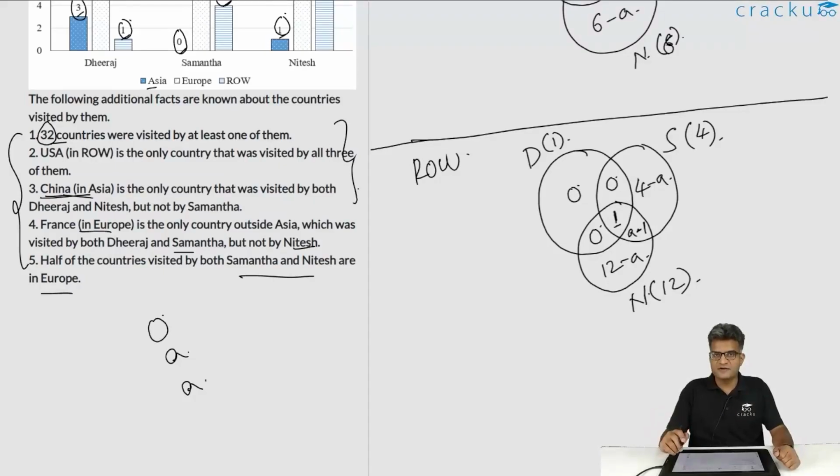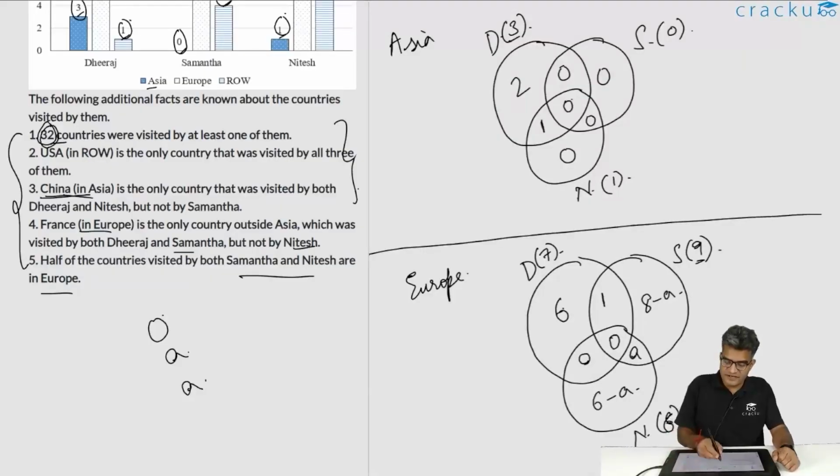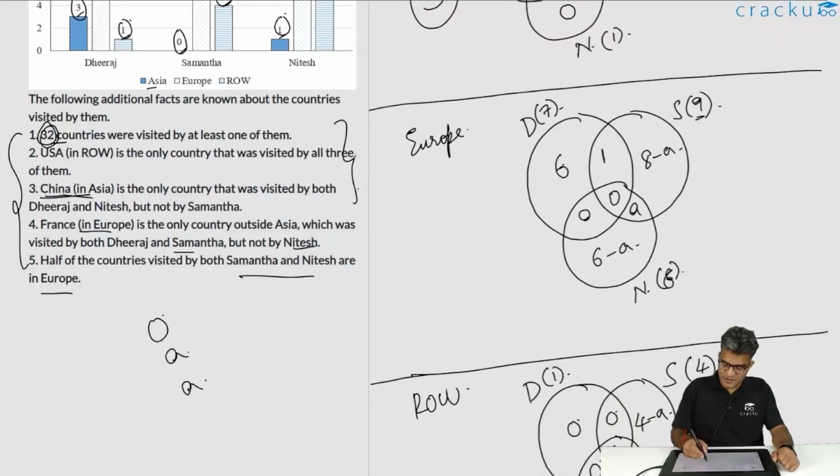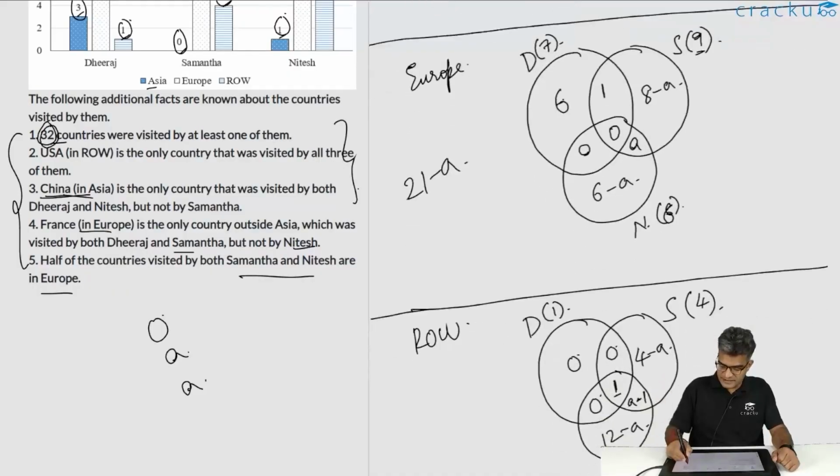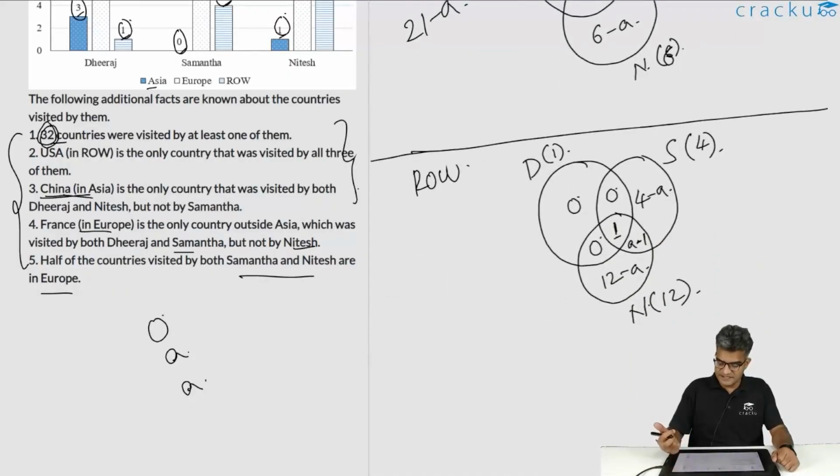How do we calculate the value of A? We know that 32 countries were visited by at least one of them. So let us calculate the total number of countries in Asia, Europe and rest of the world. In Asia, the total number of countries is 3. If you add up all the numbers in the 3 circles, you are going to get 3. In Europe, it is 6 plus 1, that is 7, plus 8, 15, plus 6 minus A, so this is 21 minus A. In rest of the world, if you add up all the numbers in any of the 3 circles, it will be 4 plus 12 minus A, this is 16 minus A.